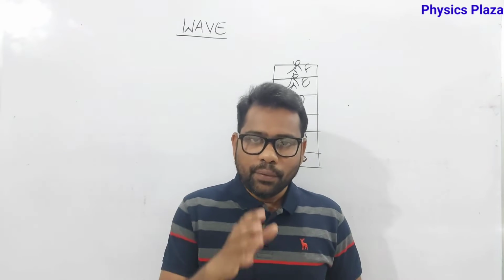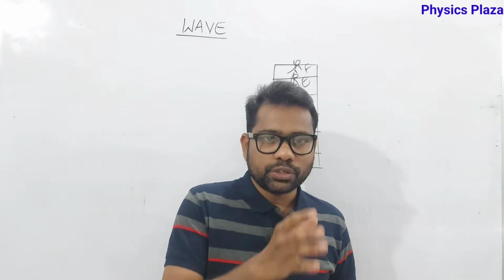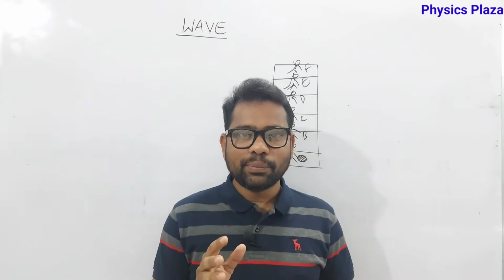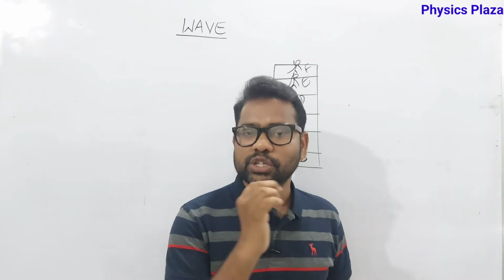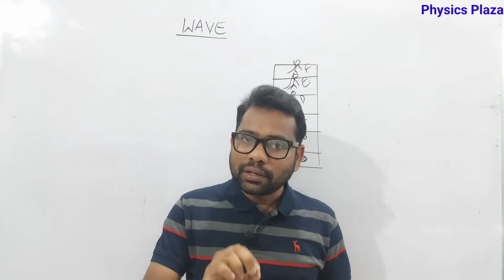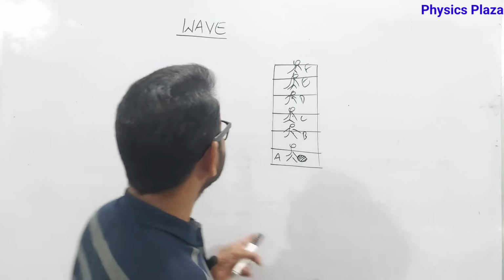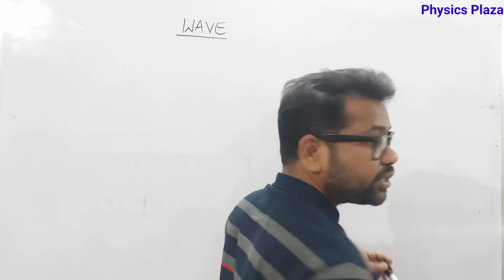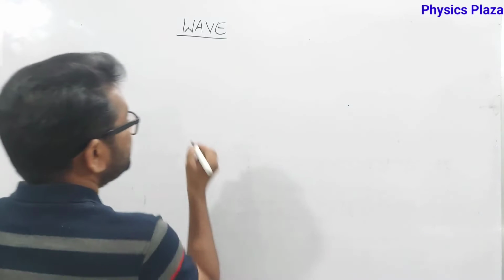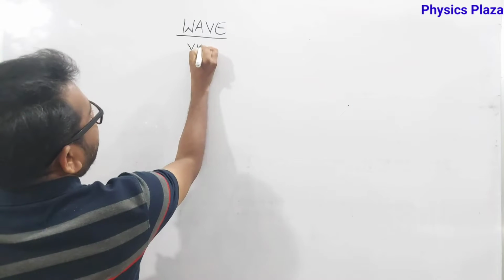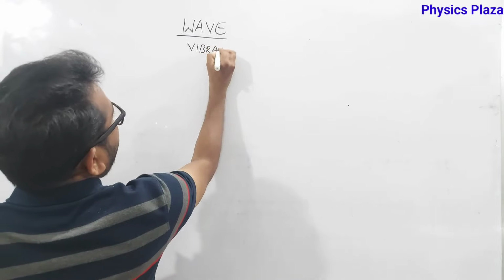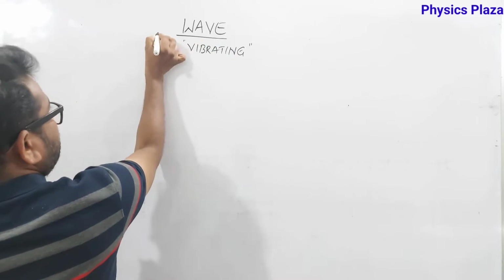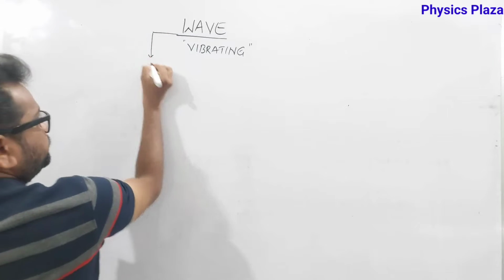Children, depending on vibrations, waves are grouped into two categories. How are they vibrating? Either they are vibrating parallel to the direction of propagation of the wave or perpendicular to the direction of propagation of the wave. So children, now we discuss the types of wave, based on vibration. How they are vibrating. Based on this, waves are classified into two groups.